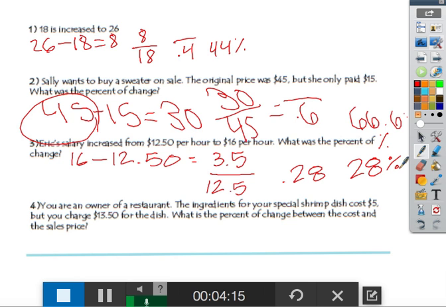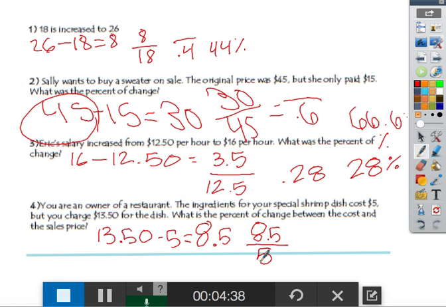Well, you start with $13.50 minus 5 equals 8.5. Then you do your amount of change over the original amount, and the original amount was $5. And then you divide, so 8.5 divided by 5 is 1.7, and you change it to a percent, you move the decimal to the right 2 places, it's 170%.